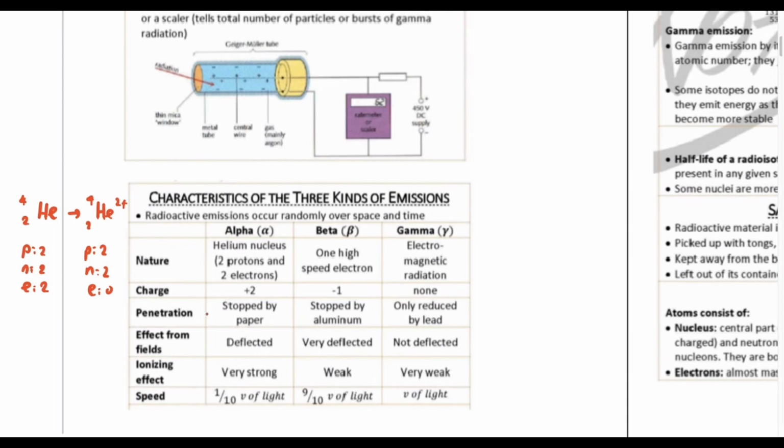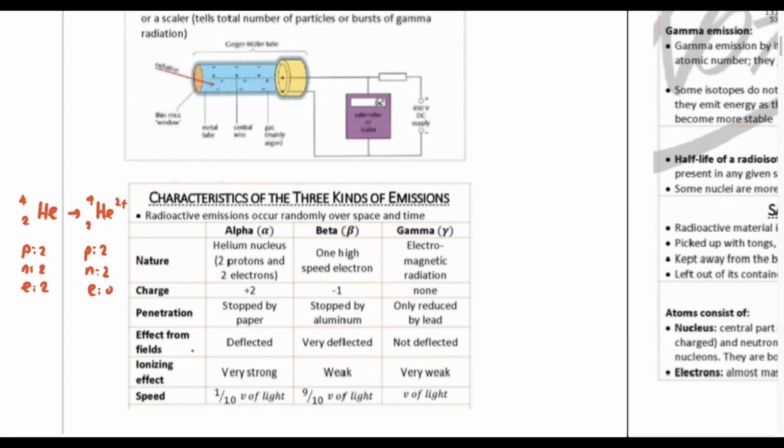The penetration is kind of weak. You can stop it by using a piece of paper. As you know, the size is kind of big compared to the other two. So this is a big size, and that's why a piece of paper can stop it.